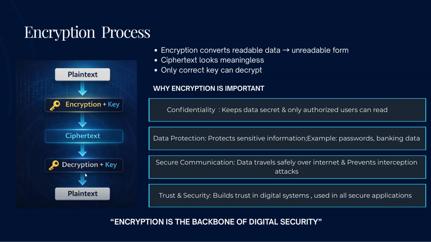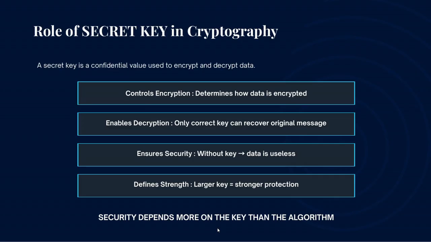The important part is, why is encryption important? First, confidentiality. Only authorized users can read the data. Second, data protection. Sensitive data like passwords and banking details are secured. Third, secure communication. The data travels safely over the internet. And finally, trust. Encryption builds trust in digital systems. So, we can clearly say encryption is the backbone of digital security.